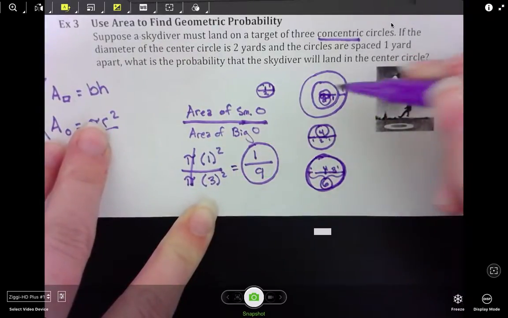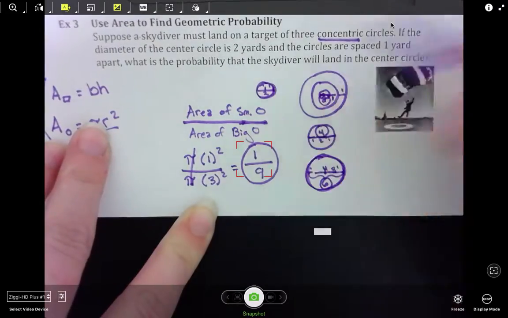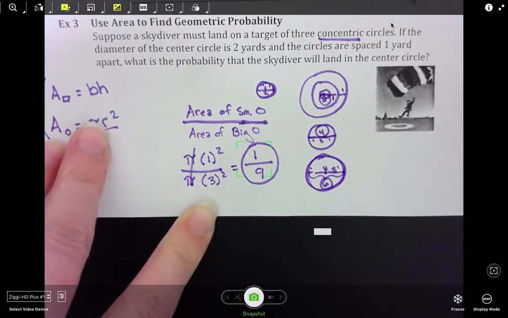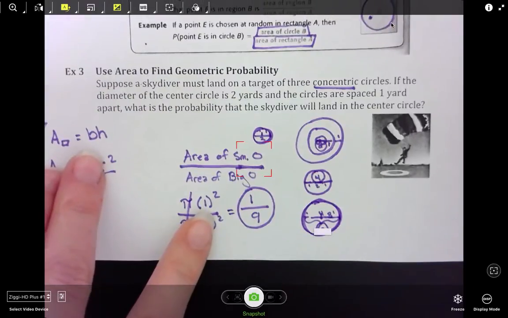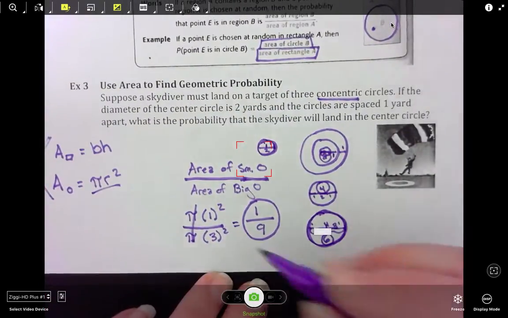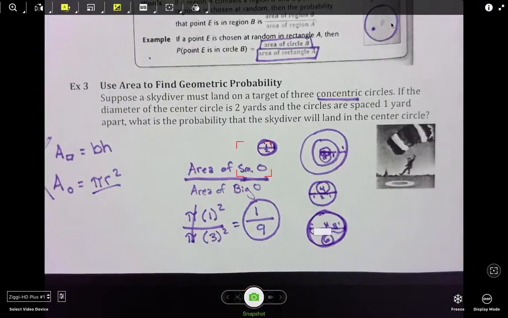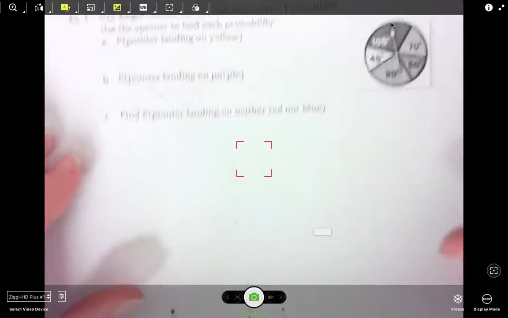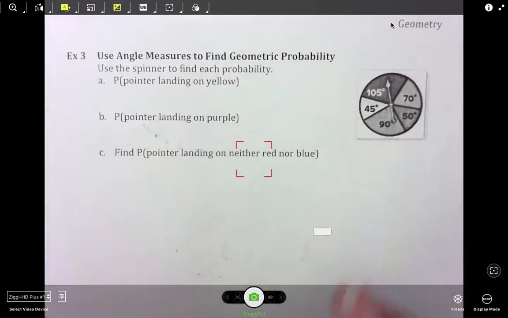So I have a 1 in 9 chance, or a 1 in 9 probability, of landing in one of those 3 circles and also landing in the smallest circle. 1 in 9 chance of landing in that smallest circle. That's going to be your probability. If you want to, you can represent that as a decimal. I don't care, but 1 and 9 is all that I need. So that's example 3.